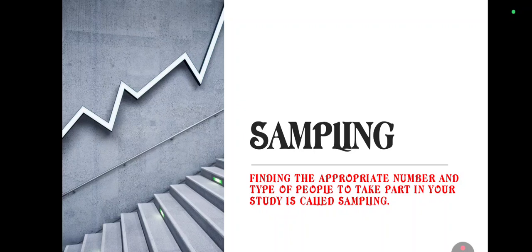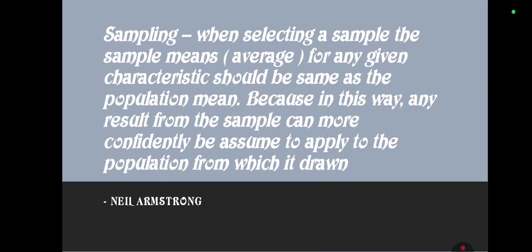So sampling is a vast thing, so we will divide it into different parts. When selecting a sample, the sample means average people. Like, if there is a community of 100 people, we are not taking all 100 people, we are taking a sample from that. So we are taking an average number of people.